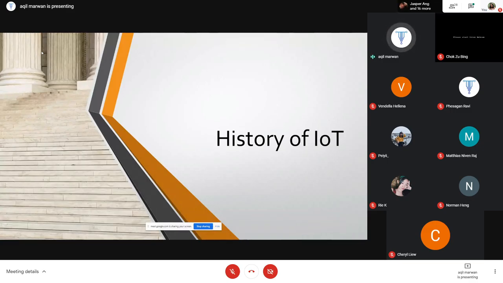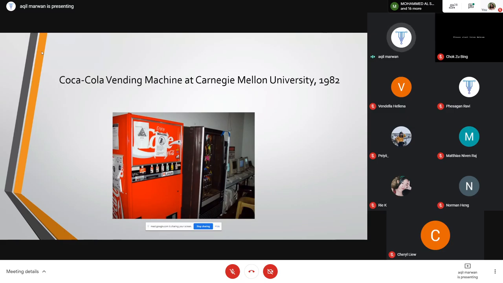So basically the main concept of a network of smart devices was discussed as early as 1982, with a modified Coca-Cola vending machine at Carnegie Mellon University, which became the first internet connected appliance, able to report its inventory and whether newly loaded drinks were cold or not. So basically this machine was differentiating whether the Coca-Cola tin was cold or hot.